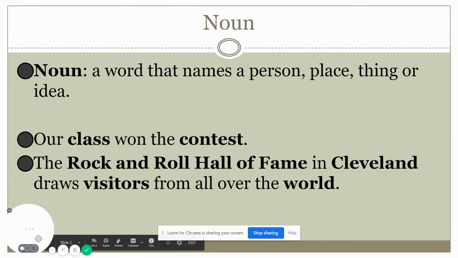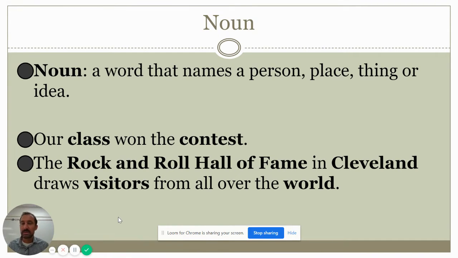Let me minimize myself right here. Some examples are: class won the contest. Class is the noun. It's a person, place, or thing. Contest is also a noun. It is a thing, it is a concept, and so that therefore is a noun as well. You will also notice, ladies and gentlemen, that just because something is a noun does not mean it is the subject of the sentence. So contest is not the subject of that sentence. Class is the subject of that sentence. Our class won the contest.